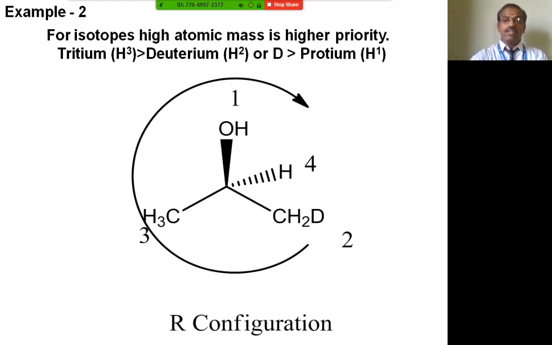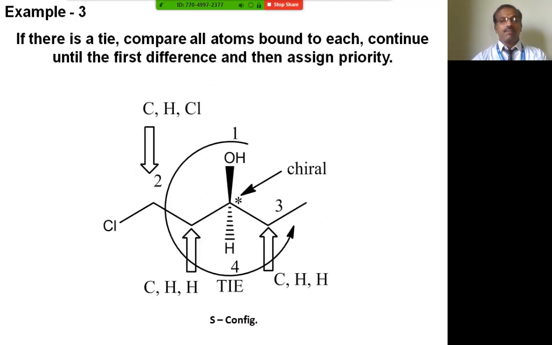So now one for OH group, two for deuterium, and three for a simple methyl group. Okay, that's four for hydrogen. So automatically you know that now it is a clockwise direction. So it is an R configuration. Example number three. If the example number three, you can check it out here.